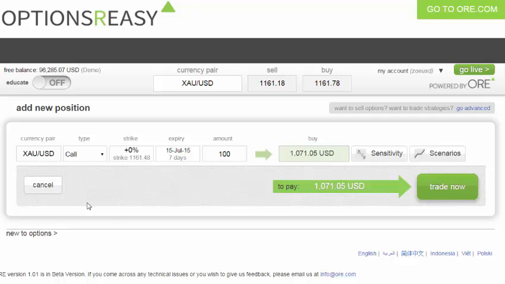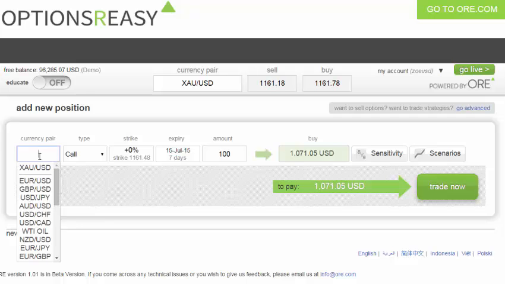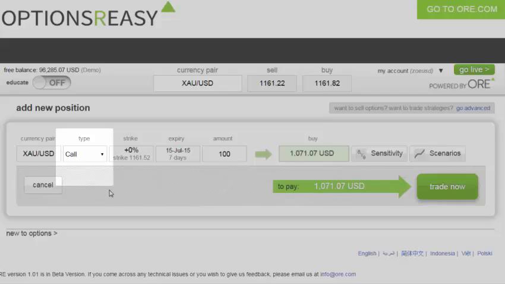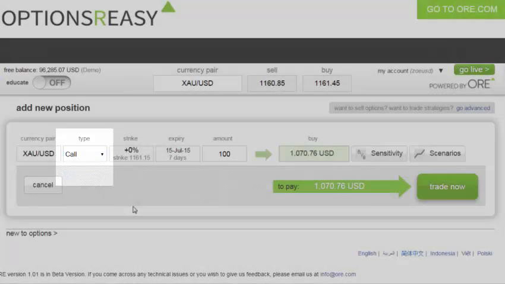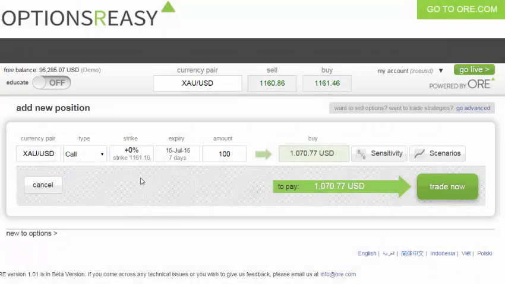First of all, you need to select gold from the pair list. In the second box, we select the option type, which will depend on the direction we are trading. Since we expect the price of gold to move up, we would choose a call, because a call option gives us the right to buy. This next box is where we enter our strike. We can also refer to the strike rate as our target rate.